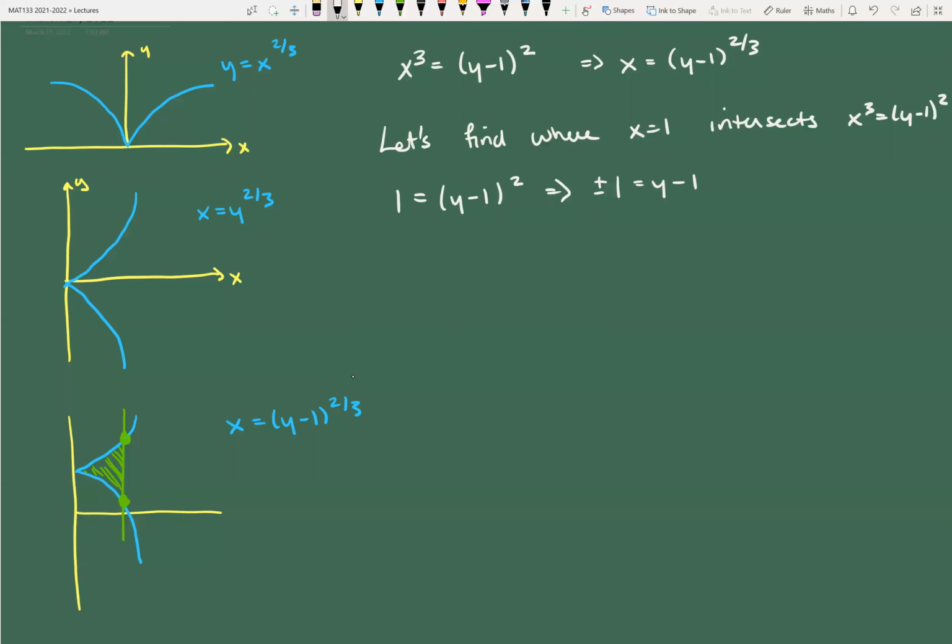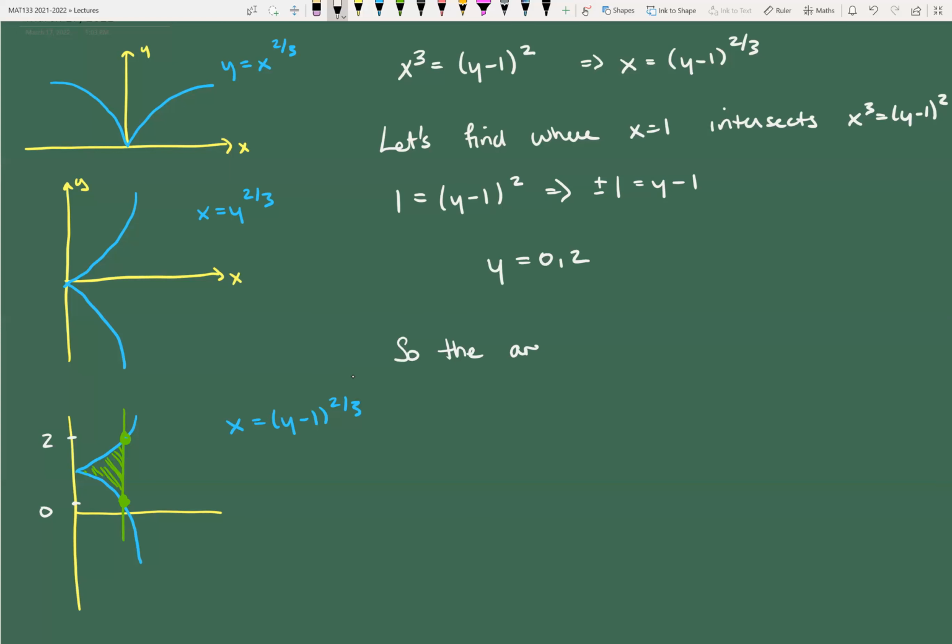Okay, so that tells me that y is 0 and 2, I think. Yeah, that looks right. So I didn't draw my picture perfectly, but basically it meets at 0 and it meets at 2. Now, again looking at it from the side, I'm going to subtract the blue function from the green function. The green function is the bigger of the two functions.